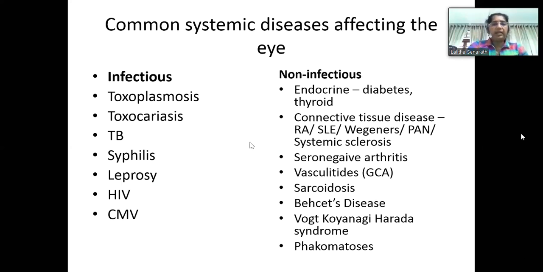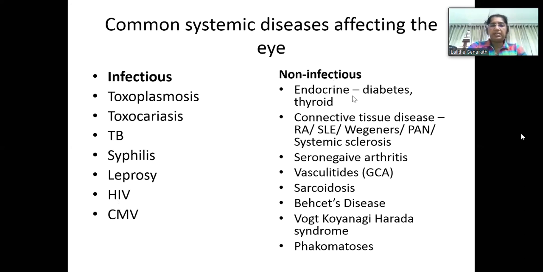So I can divide the common systemic diseases into infectious and non-infectious diseases, right? Then the non-infectious diseases may be granulomatous and non-granulomatous. The common infectious diseases are toxoplasmosis, toxocariasis, tuberculosis, syphilis, leprosy, HIV, and cytomegalovirus infection.